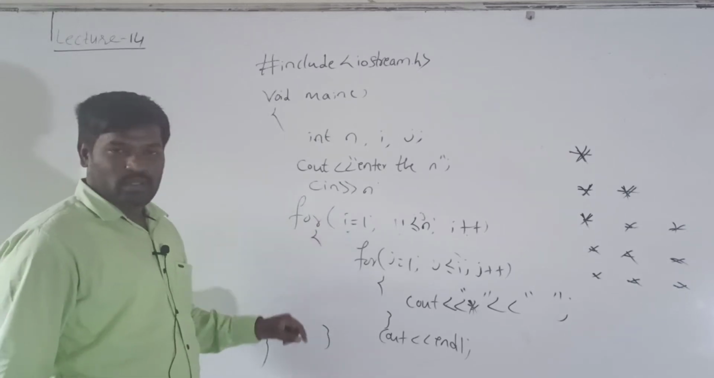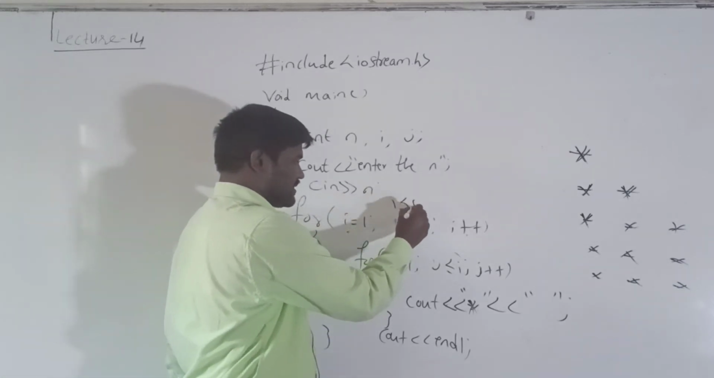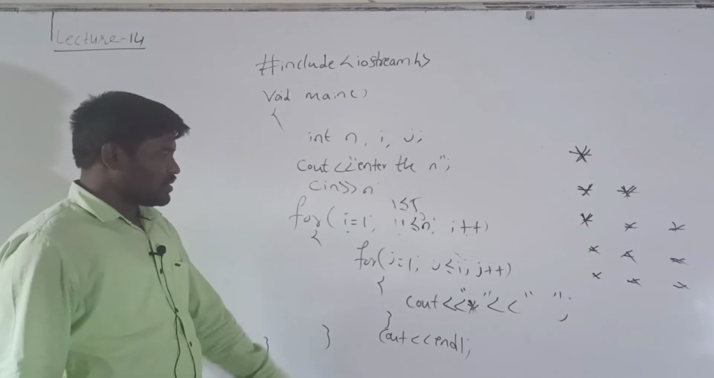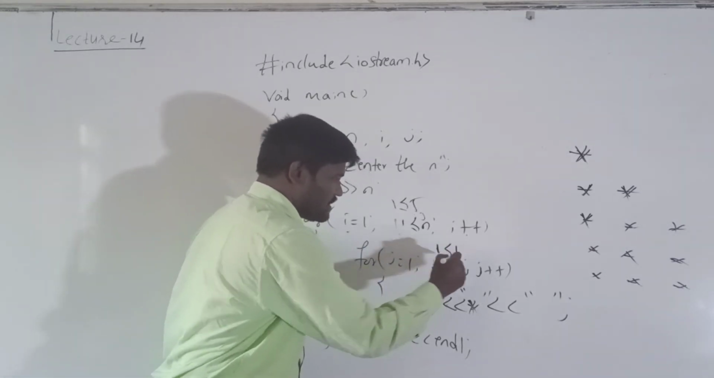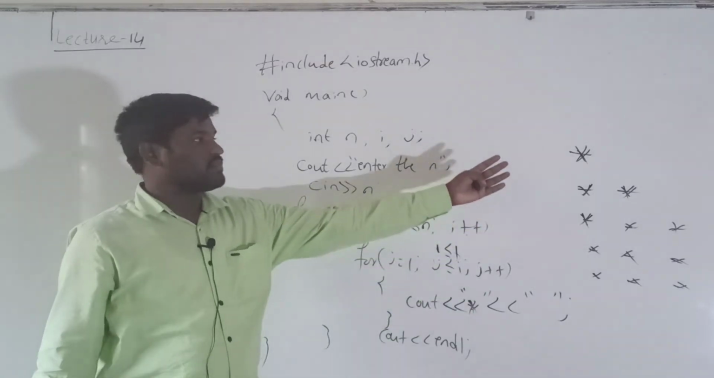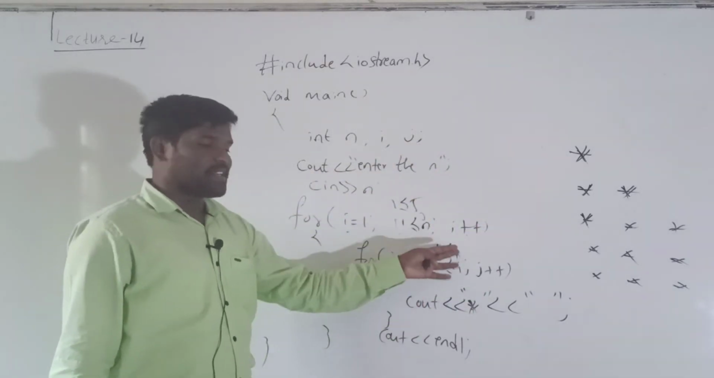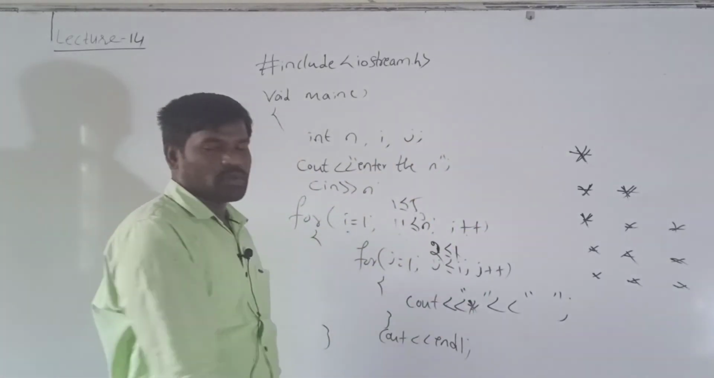See here, i is equal to 1, 1 is less than or equal to 5, condition is true. j is equal to 1, 1 is less than or equal to i, which is 1 only, so it will print 1 star. Next j becomes 2, 2 is less than or equal to 1, false.